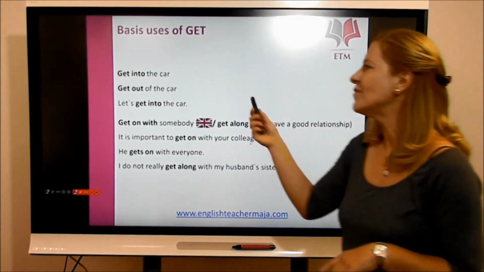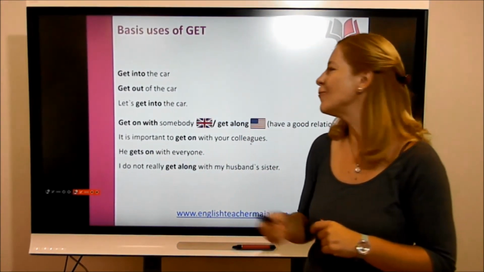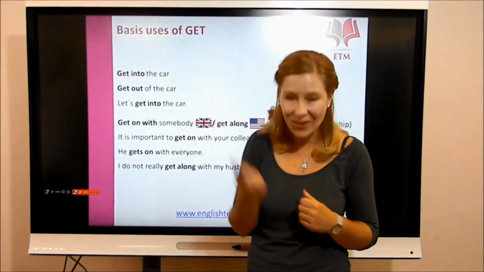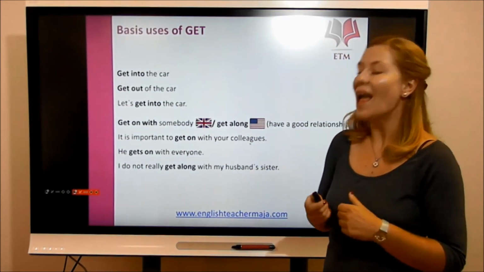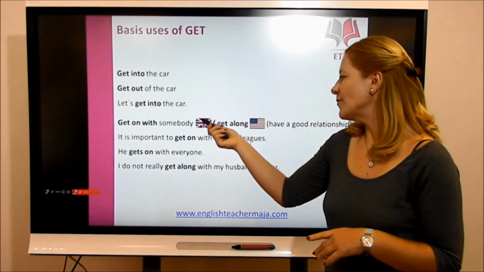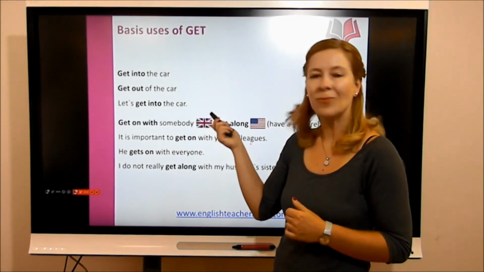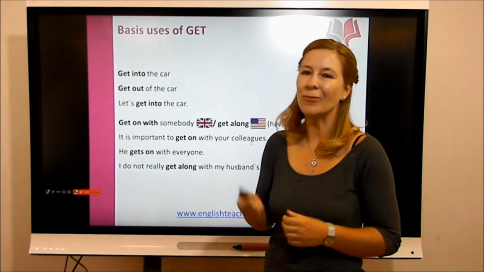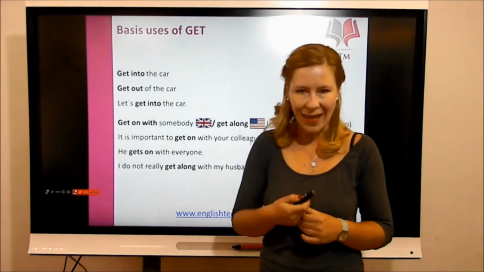And now we have the car. So it's different. You need to use another phrasal verb, which is get into and get out. So get into the car, and the opposite is get out of the car. And the last phrasal verb for today, it's get on with someone and get along. Okay, so get on with someone is British English and get along is American English, but both of them mean the same thing. So it means to have a good relationship.